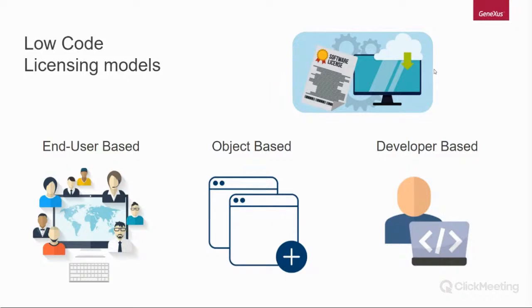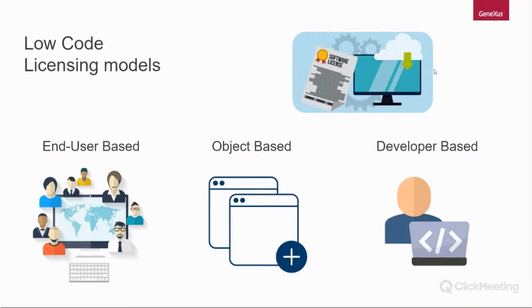For example, if I have a personal management system that has 150 objects, I will have to pay a certain fee. But if that system grows or changes, and now instead of 150 I have 200 objects, I will have to pay another fee. That is what the object-based licensing model aims towards.